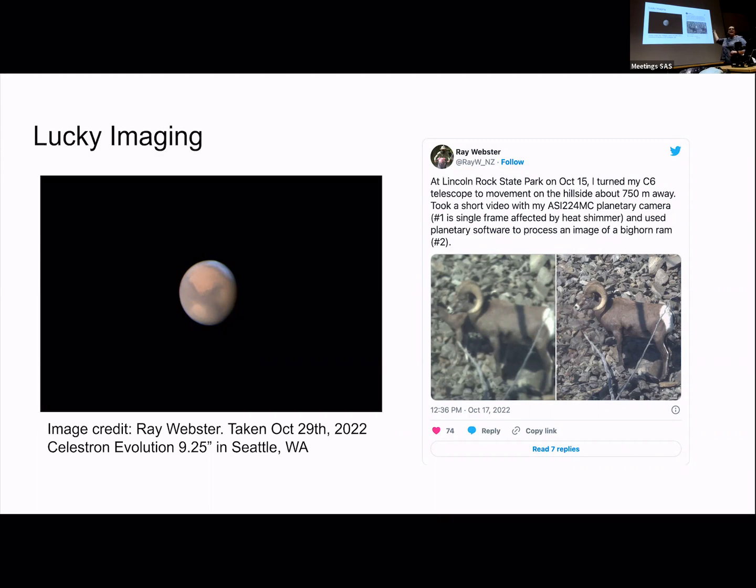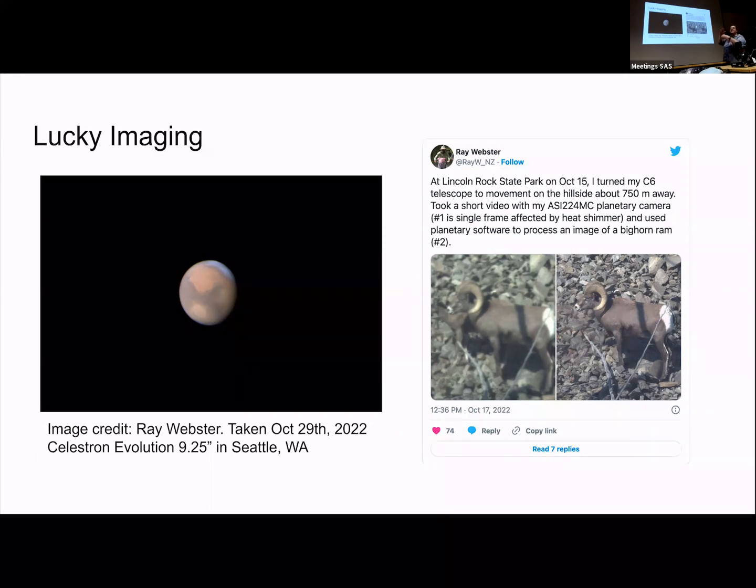And you can see how when you take a picture of the sheep, it's really blurry with that much focal length at that incredible range. That's because of the seeing conditions between the telescope and the animal. But he applied the exact same techniques that we use for sharpening planets to his image.